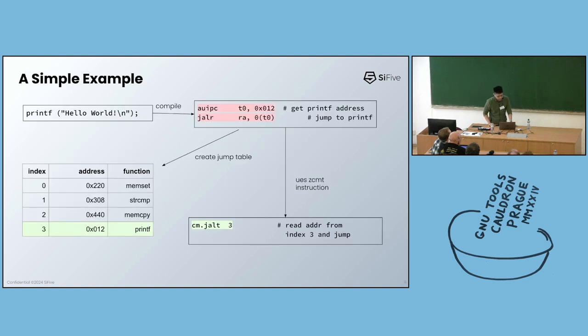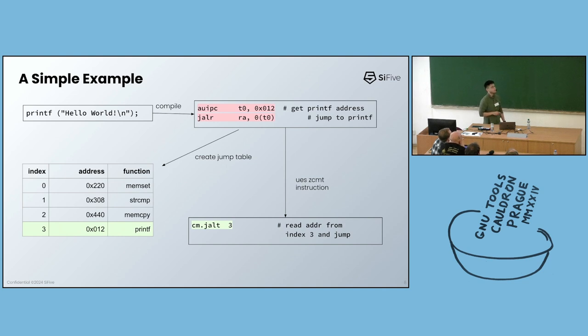Here is a simple example. We have a printf line of code that prints hello world, and the compiler compiles this code into two instructions to jump to printf. The first instruction computes the printf address, and the other jumps to the computed address. The AUIPC computes the address and stores it into T0, and JALR jumps to T0 and stores the return address to RA. So this is the original code.